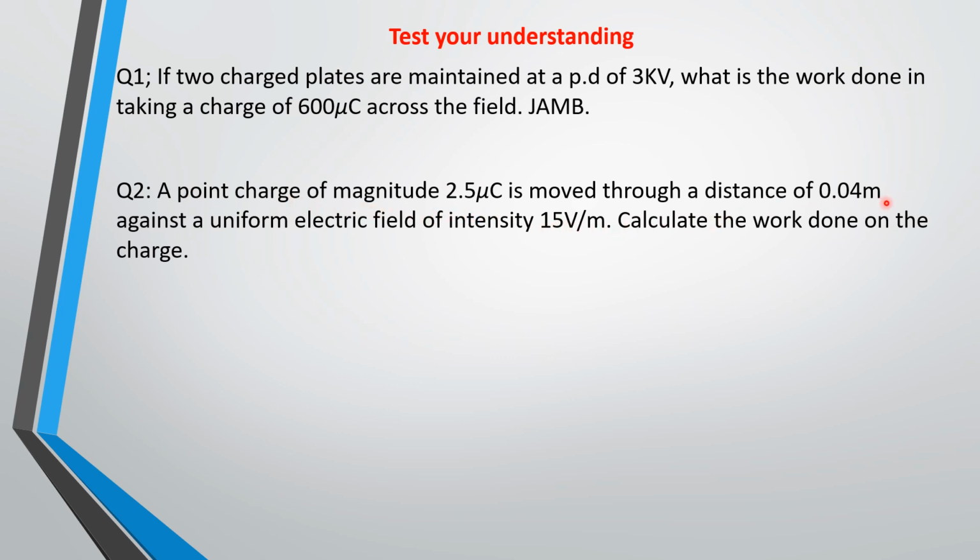Then for the second one, a point charge of magnitude this is moved a distance of this against a uniform electric field intensity of this. Calculate the work done on the charge. Simple too. So guys, this is where we are ending our class for today. Try and answer these questions, and if you have any problem, you can always contact us.